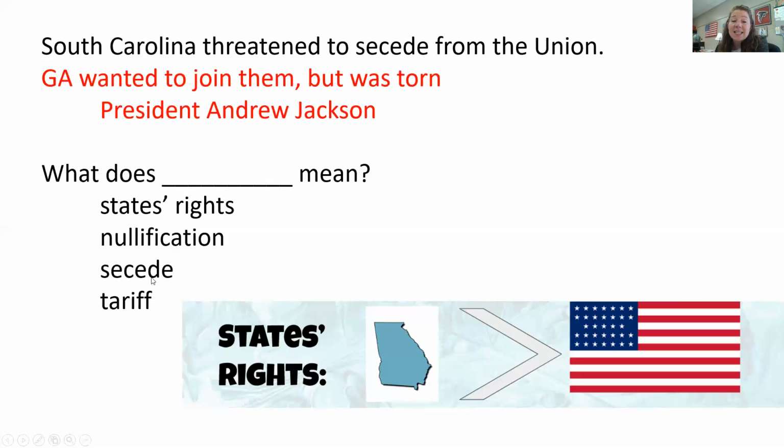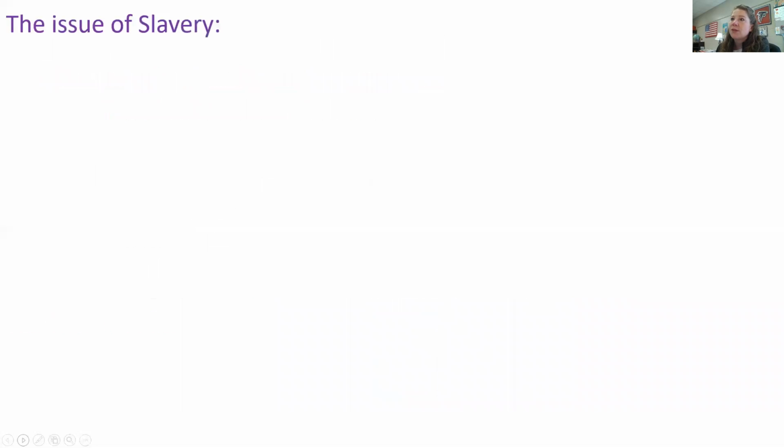To secede, that is the word that means that we are going to pull out of something, that we're going to leave something that we're part of. So when we talk about secession, that's the word that we're using. And then, of course, tariff is a tax on imported goods. All right, so moving on.